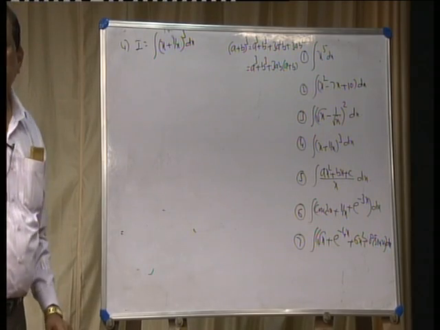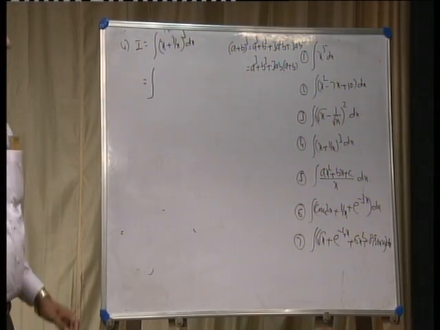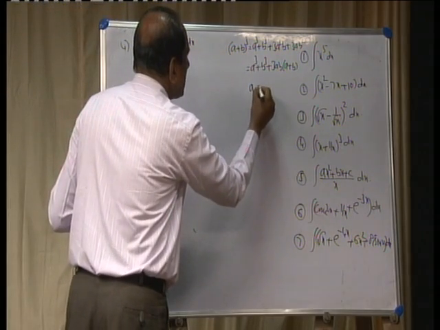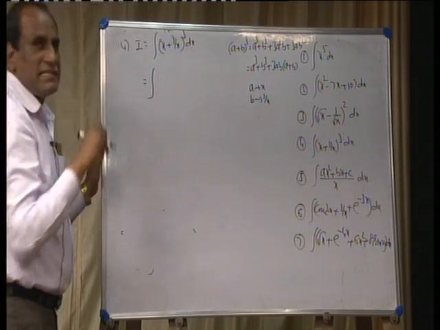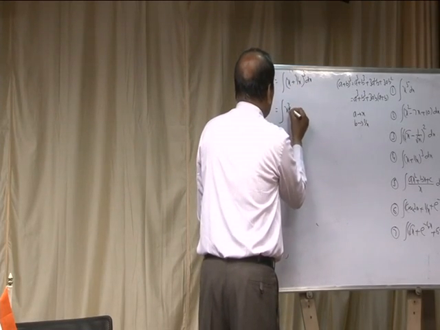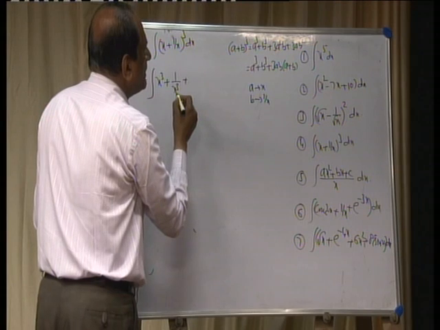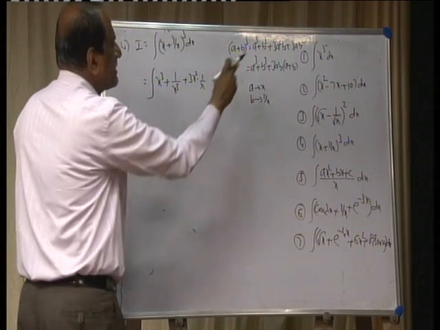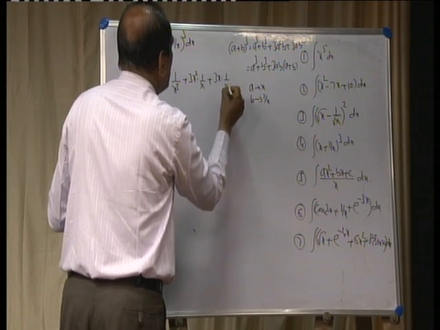Using that formula, expand the integrand. See here, what is a cube? A is x, so in place of a, x is there. In place of b, 1 over x is there. Power is 3, so n is equal to 3. Now, a cube means x cube, plus b cube means 1 by x cube, plus 3a square b, where a square is x square and b is 1 by x, plus 3ab square, 3x into 1 by x square.